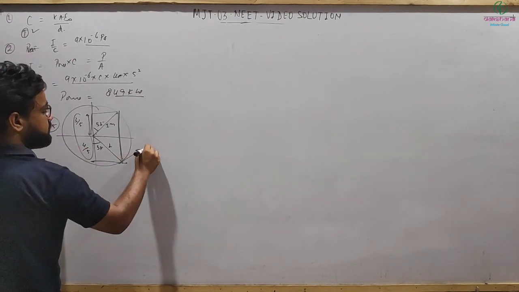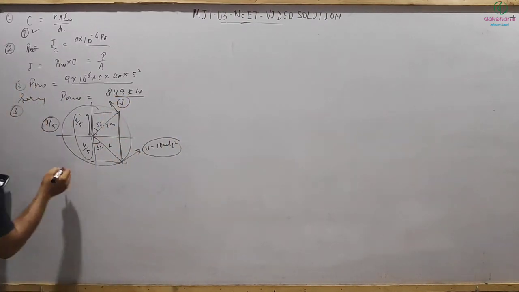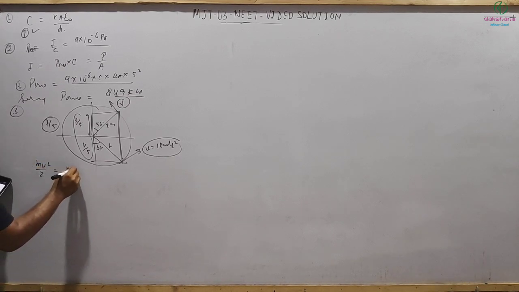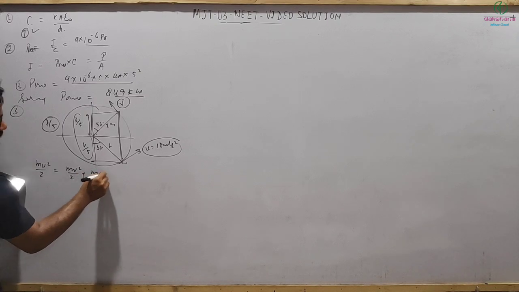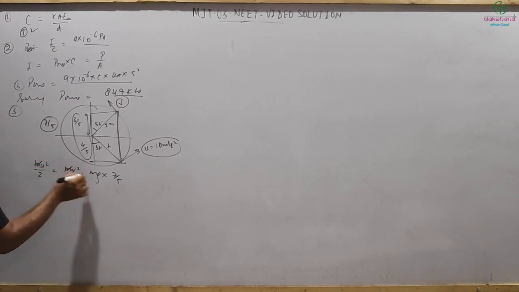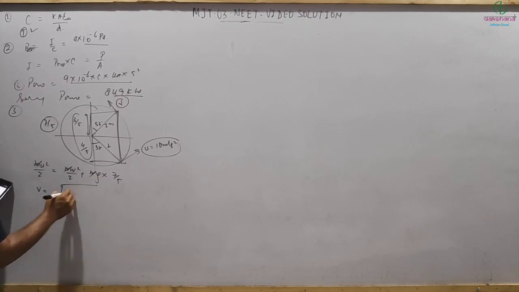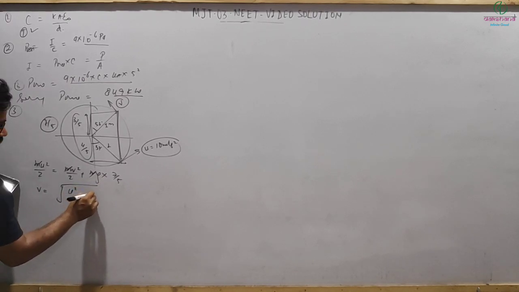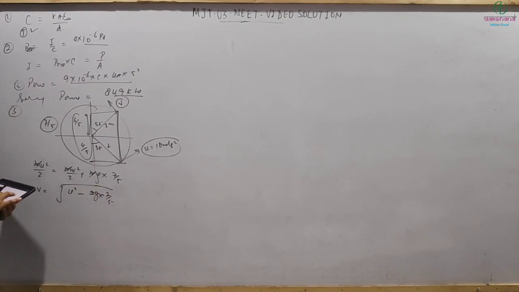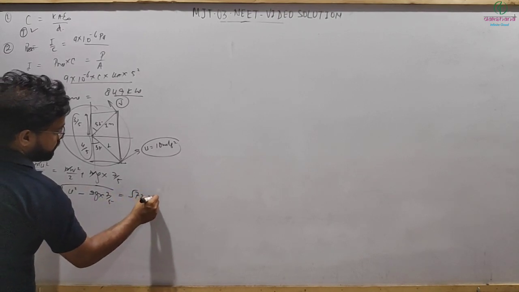Now here the speed is given as 10 meter per second. Here the speed is, let's say, v. So by conservation of energy, m u square by 2 equals m v square by 2 plus m g into 7 by 5, and m gets cancelled. U we know already, so v is root over u square minus 2g into 7 by 5. Substituting u as 10, v is coming out to be root 72 meter per second.